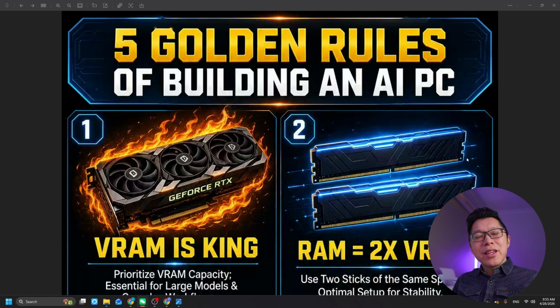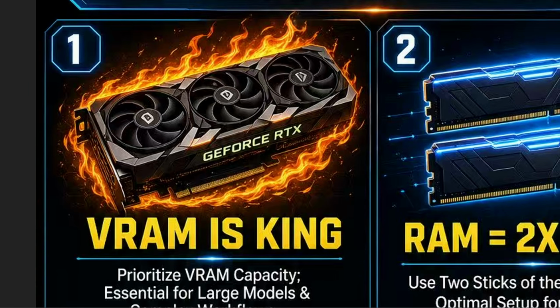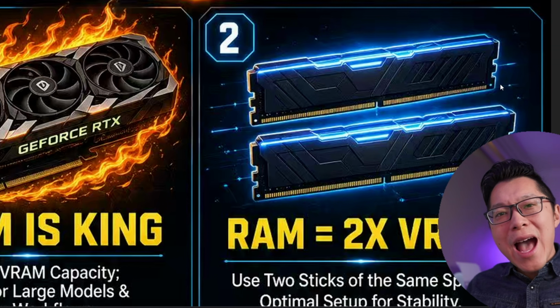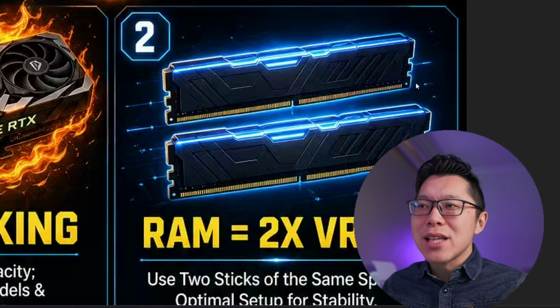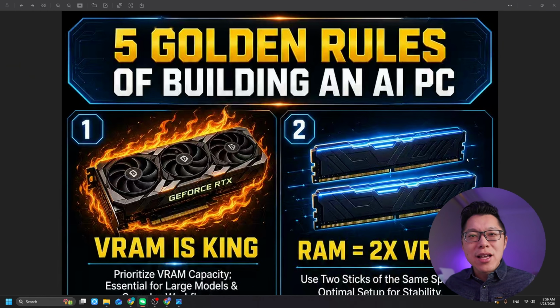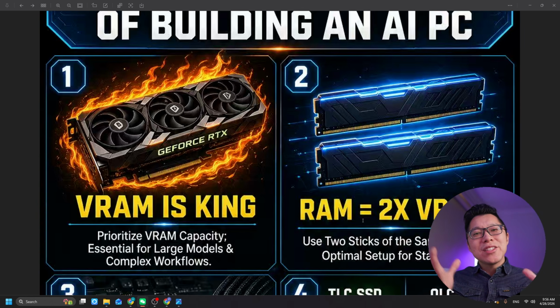Before we dive into the spec sheet and where you can find the best deals for your PC parts, let's talk some fundamentals. I've summarized the 5 golden rules for building your AI PC in 2026. If any of these sound difficult to understand, do not worry, because I will explain more later on. Just keep on watching. Rule number 1 is VRAM is everything, and this one does not need explanation.